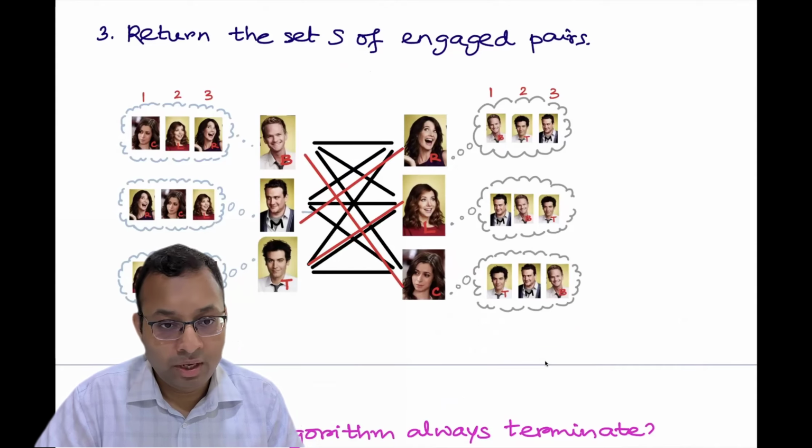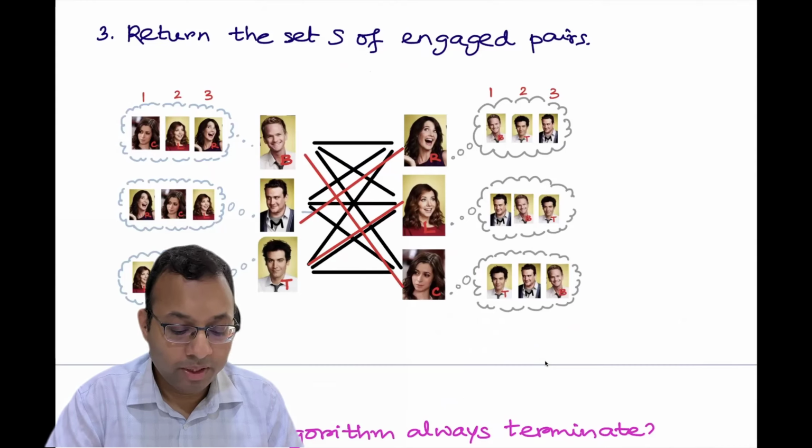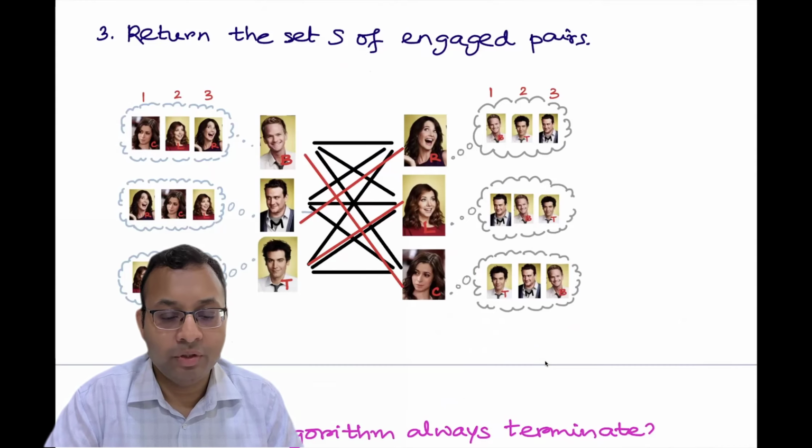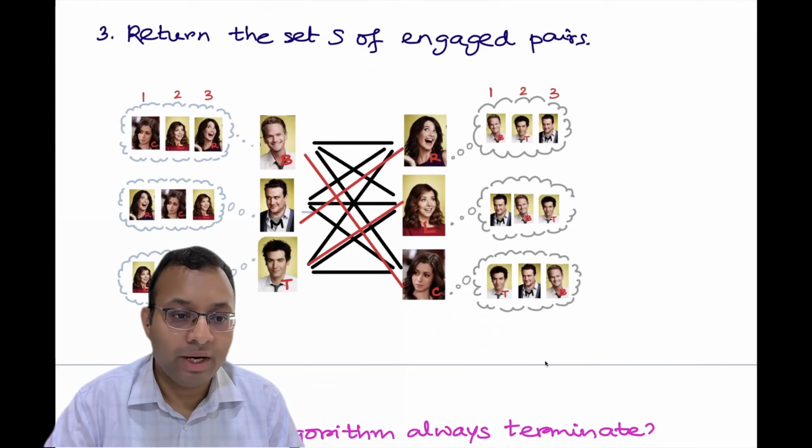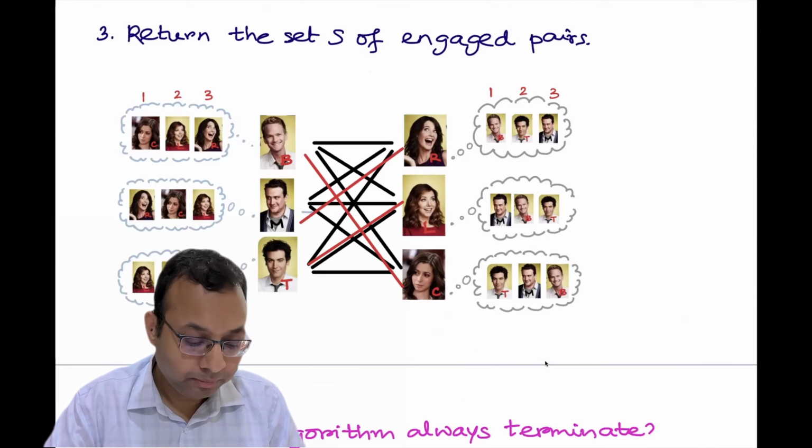And then there are no more free men. So this is a stable matching, and we will stop. And we can find out it's a stable matching because Bernie, Marshall, and Ted are all proposing to their highest ranked women. So they are getting their top preferences, so it's stable.